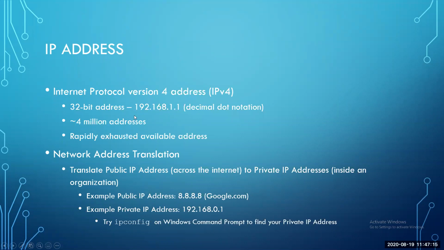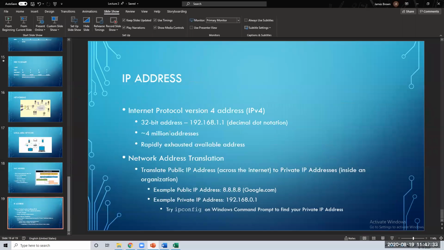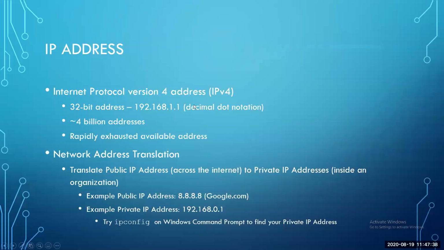But as you can imagine, there are way more than 4 million people on the planet. Or is it 4 billion? It's 4 billion, sorry, with a B. There are roughly 4 billion addresses, but even with that number, there are more than 4 billion people on the planet. And although everyone doesn't have a device, most people do have at least one device, and a lot of people have way more than one device.